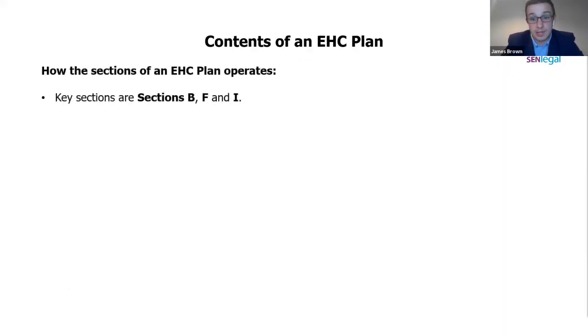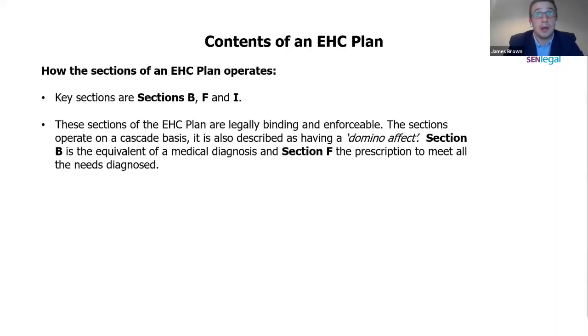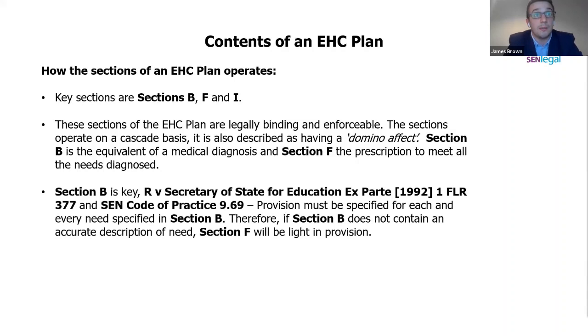So looking at your EHC plan when you get it, they are the legally binding sections, Sections B, F and I. Section B is the equivalent of a medical diagnosis, and Section F is the prescription to meet all the needs diagnosed. So the two very much interlink with each other. Section B is key because, as you'll see with the case law and the code of practice, provision must be specified for each and every need specified in Section B. Therefore, if Section B does not contain an accurate description of your child's needs, Section F is ultimately going to be light on provision.